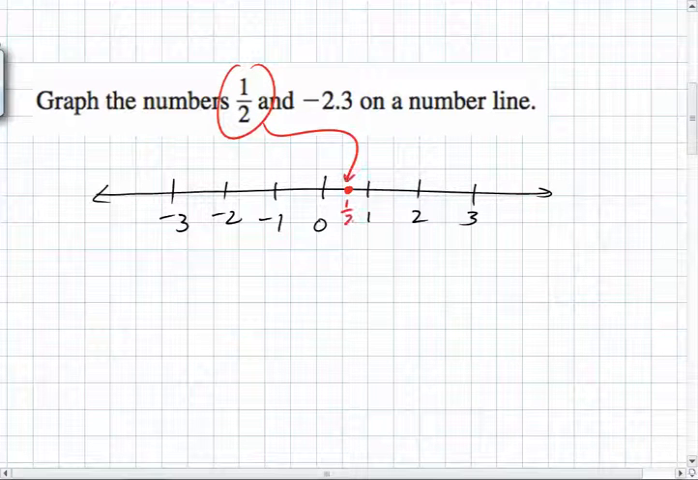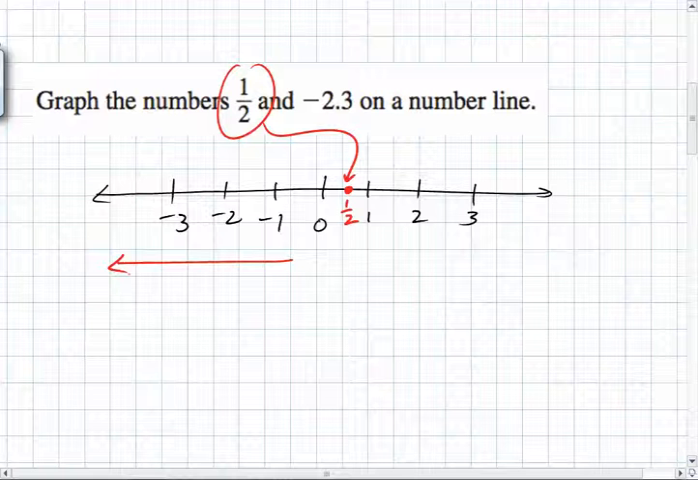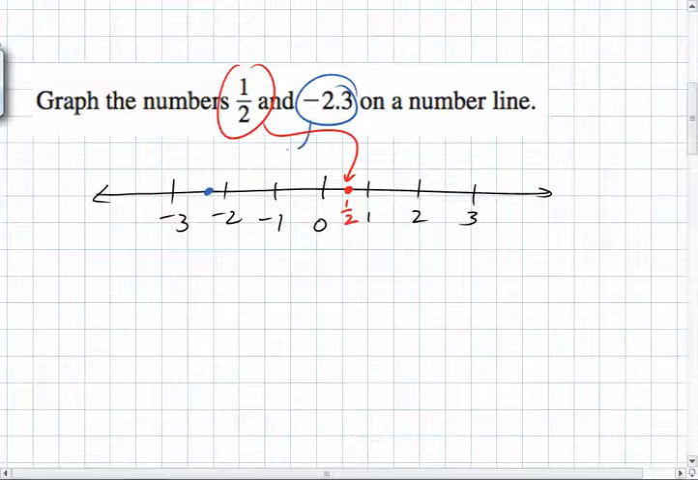There is 1/2. Negative 2.3 lives between negative 3 and negative 2. You have to make sure you realize that the negative numbers go to the left. So it's going to be to the left of negative 2, but not quite halfway to negative 3. So let's plot it right about here. So negative 2.3 lives right there.